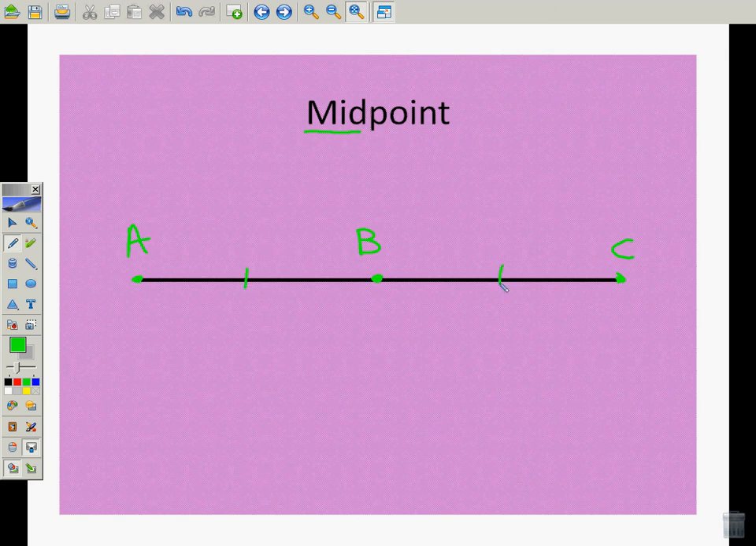So these tick marks tell me that the 2 halves are the same. We would say that B bisects AC. Okay? So if AC is equal to 6, then AB is equal to 3, and BC is equal to 3. Okay, so this is exactly what we're talking about right here. Bisect, like a bicycle with 2 wheels. It cuts it into 2 parts. Okay? These are good things.